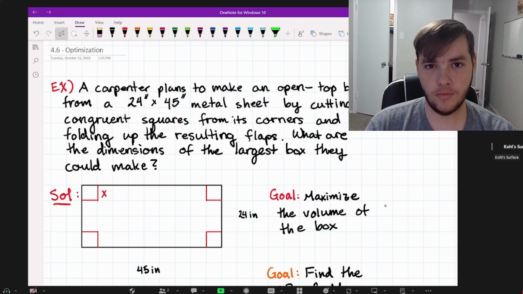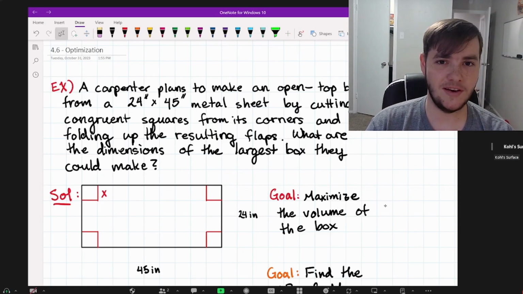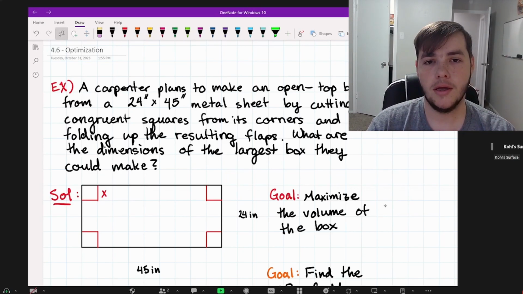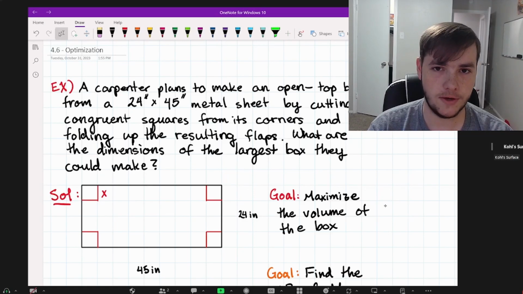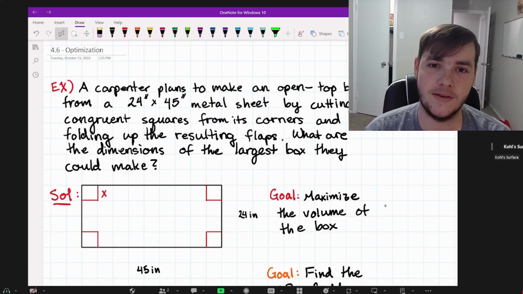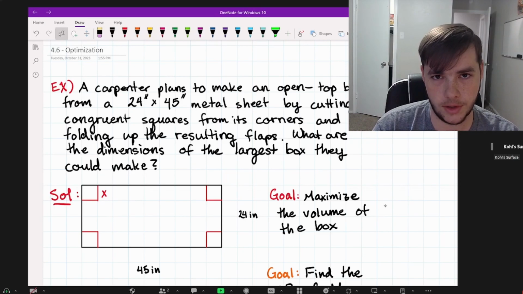In this video, we're going to talk about section 4.6, which is on optimization. Optimization is a class of application problems that involve finding the maximum or minimum of something. Now, this is something we spent a lot of time with in chapter 4 so far. However, it's either had no context or only been in the context of drawing the graph of some function. So now let's look at it in a real world context.